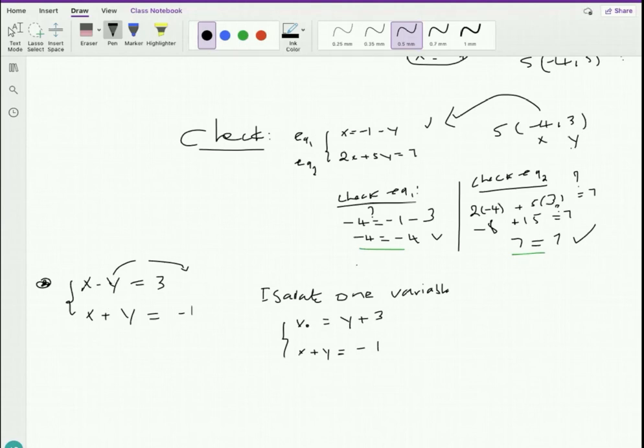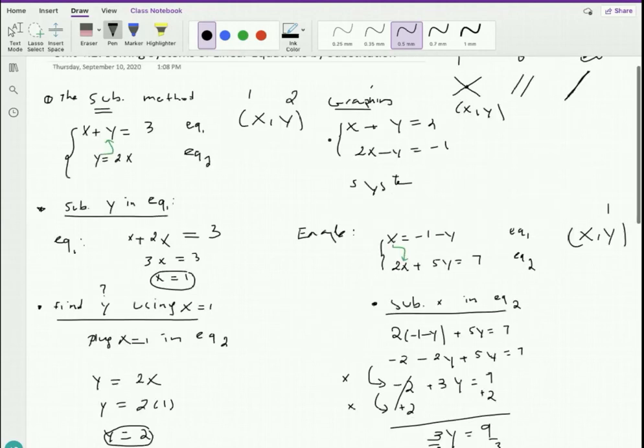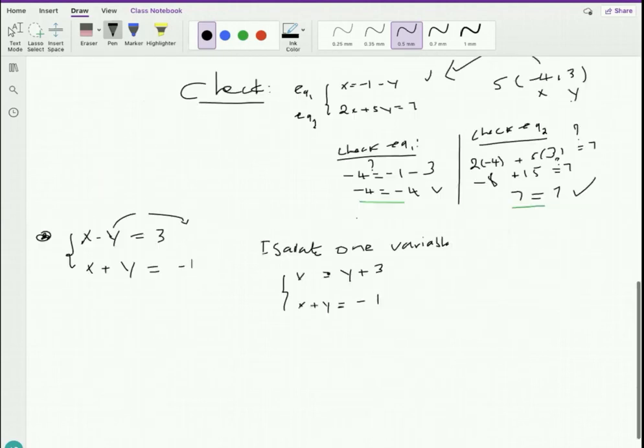Okay, and now that we have one of the variables by itself, what do you think we do next? Again, we're trying to solve this by substitution. So after isolating one of the variables, what happens next? We're going to do the same thing as we did before. So what do you do now? Which variable do we substitute and where?